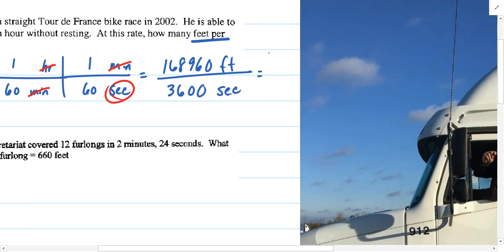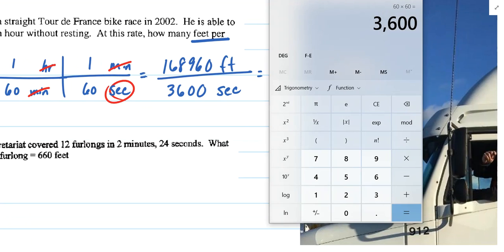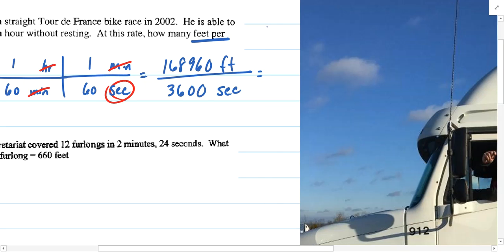And we're not quite finished here. We should go ahead and divide those two. 168,960 divided by 3,600. And it looks like he's traveling at 46.93. So we'll call this 46.93 feet per second.